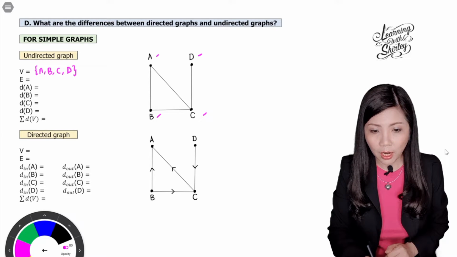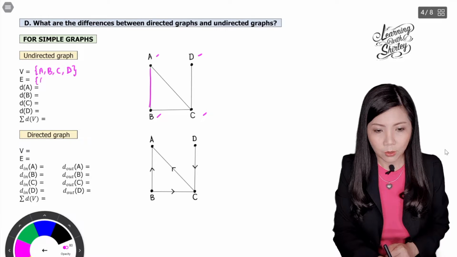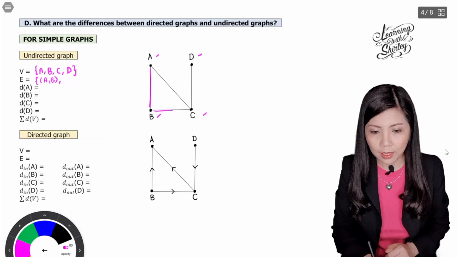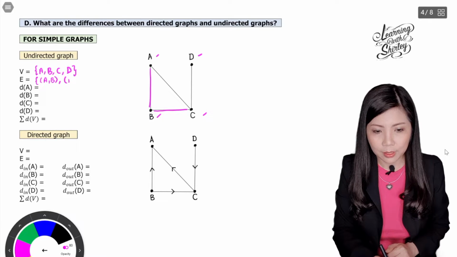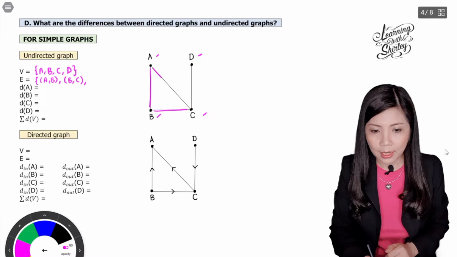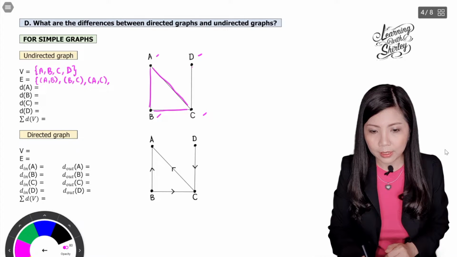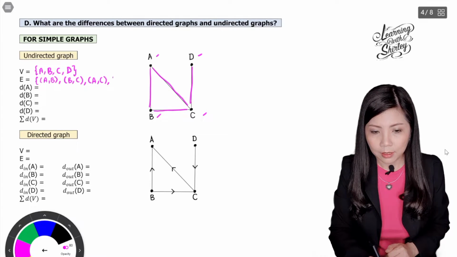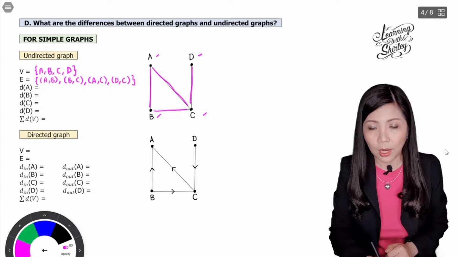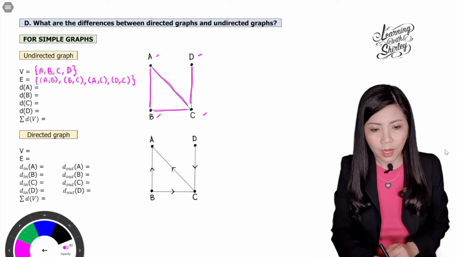So the edges are: we have AB, and we have BC, we have AC, here to here, AC, okay, and we have DC, so DC or CD, it doesn't matter for undirected graphs.